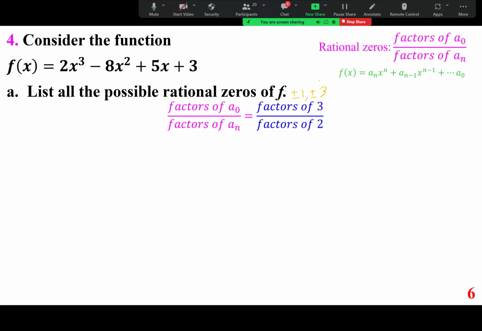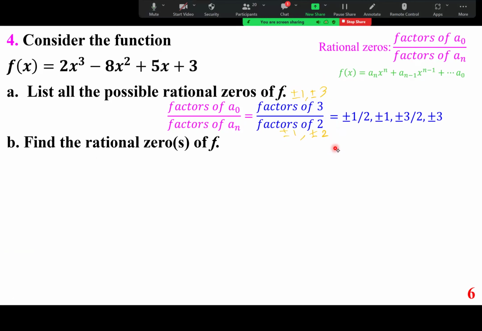Factors of 3 are plus minus 1, plus minus 3. Factors of 2, plus minus 1, plus minus 2. So if you divide by plus minus 1, you get the numerator. If you divide by plus minus 2, you get plus minus 1/2, plus minus 3/2. And those are possible rational zeros.